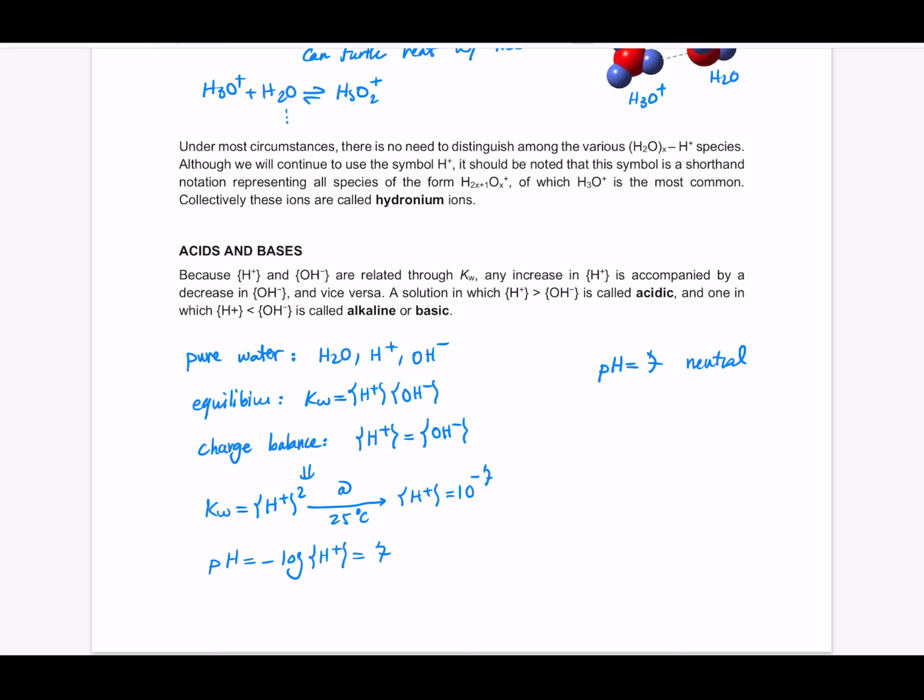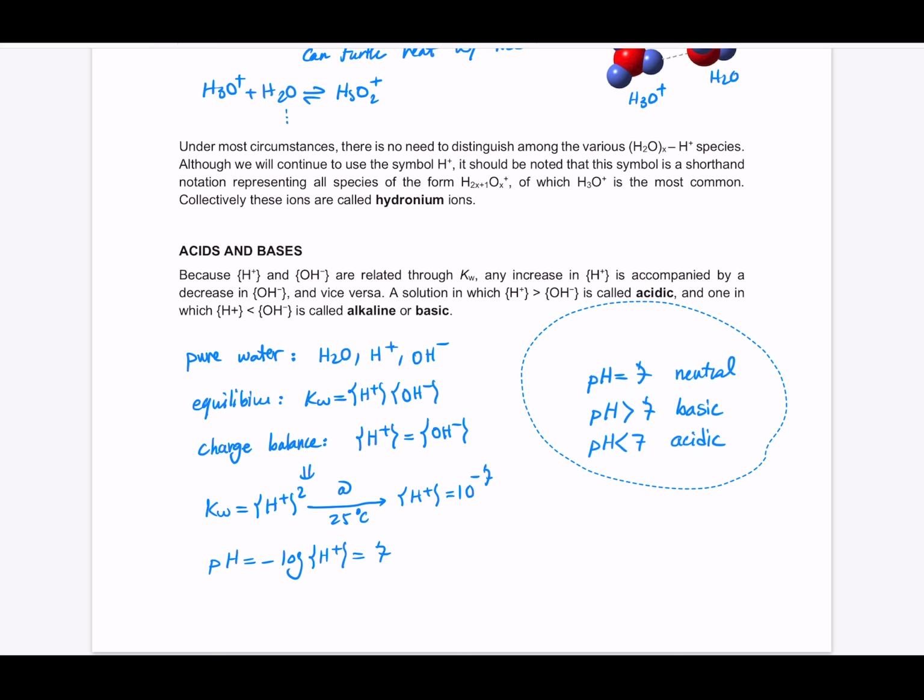At 25, if pH is greater than 7, which means the concentration of H plus is less than OH minus, this would be basic. And then a pH of less than 7 would be acidic. Obviously this would be different if we're dealing with a different temperature. For example, at 50, this would be 6 point something. So 6 point something would be the threshold of neutral, and beyond that would be alkaline, and lower than that would be acidic.